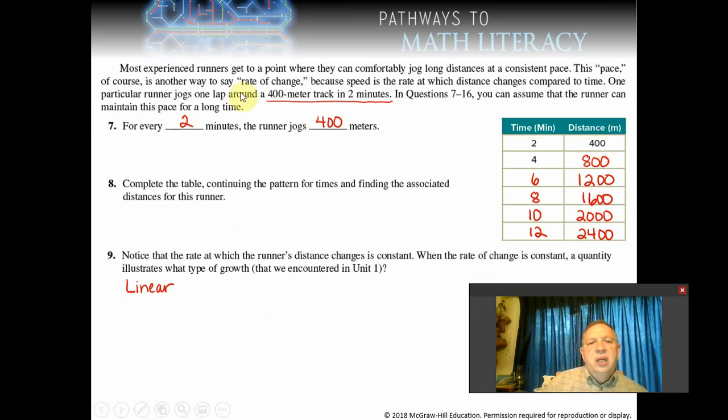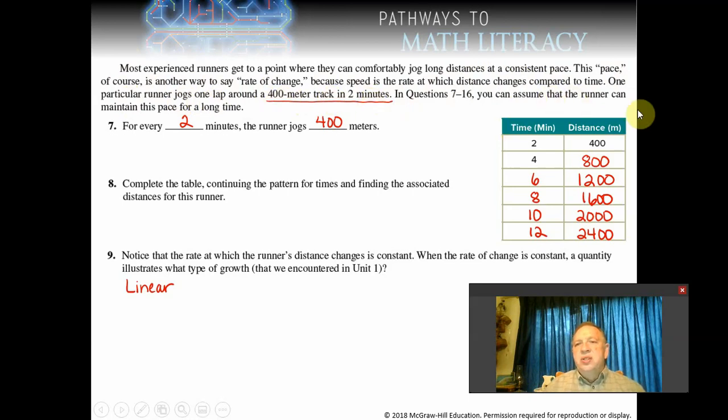So here is, let's say, if we had something constant. Now we're going to a constant rate, so let's read through this. Most experienced runners get to a point where they can comfortably jog long distances at a consistent pace. This pace, of course, is another way to say rate of change, because speed is the rate at which distance changes compared to time. One particular runner jogs one lap around a 400-meter track in 2 minutes.